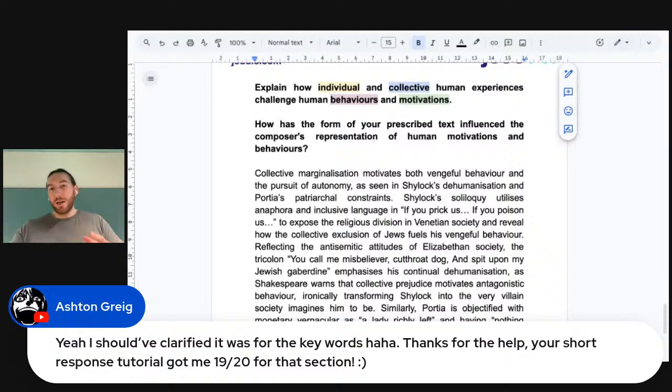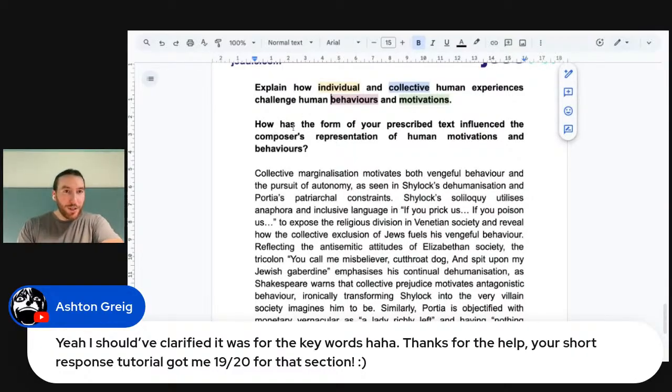You can say what it is and whether it happens to be individual or collective, but that's not as key as the idea of what types of behaviors and motivations there are, and how those two things link together or relate to each other. And I gave you an example before of how they could relate to one another, right?